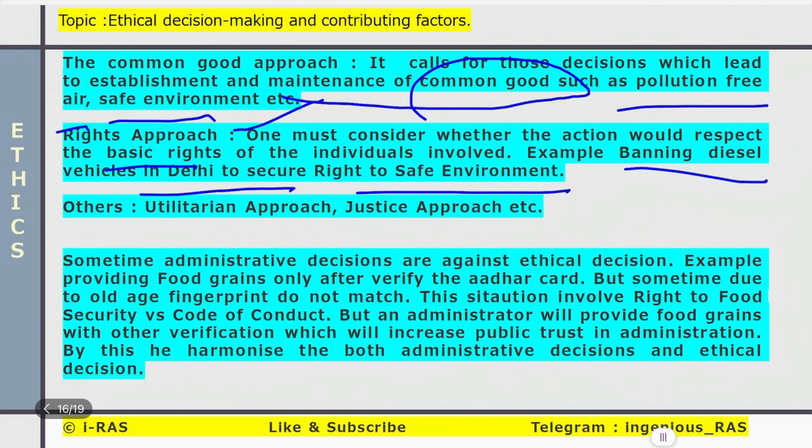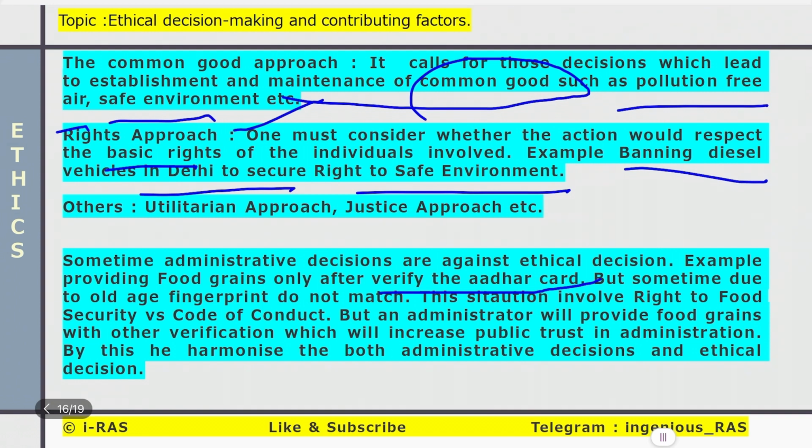We can conclude this. Sometimes administrative decisions are against ethical decisions, no doubt, because most of the administrative decisions are of a policy, are of the nature of law. For example, providing food grains only after verifying the Aadhaar card. There is a code of conduct that this is how we are going to proceed with this scheme. For example, food grains, but sometimes due to old age, fingerprints do not match.